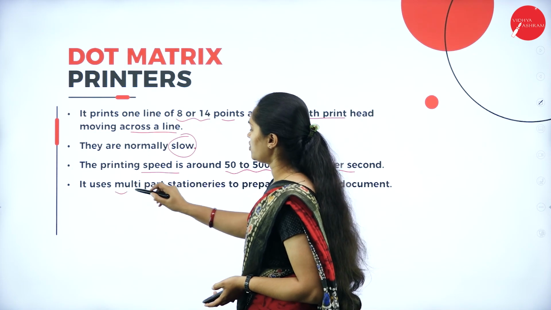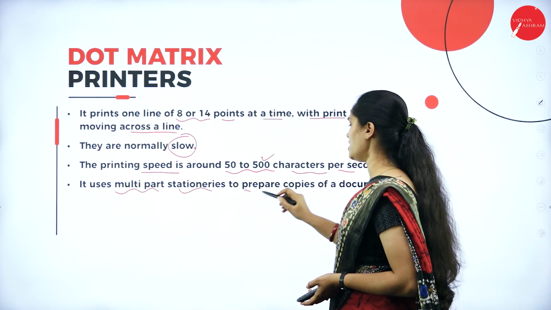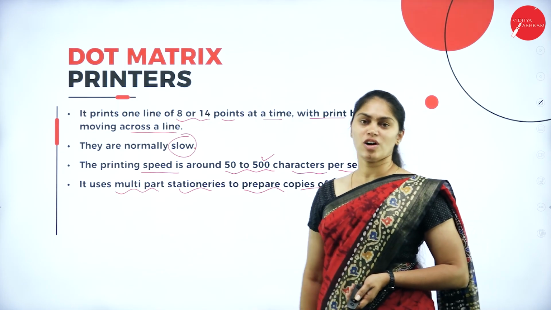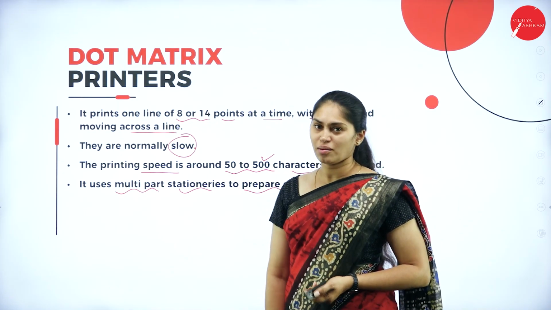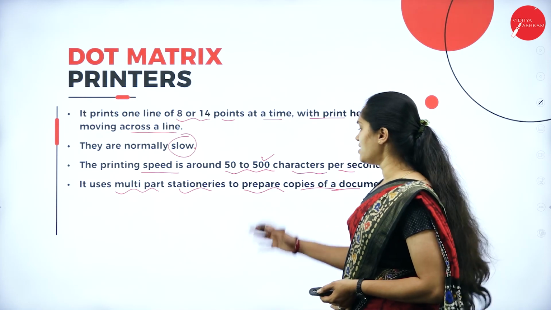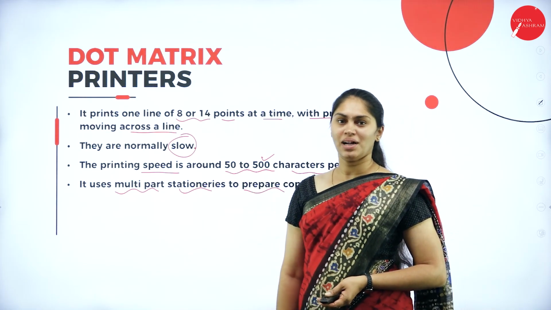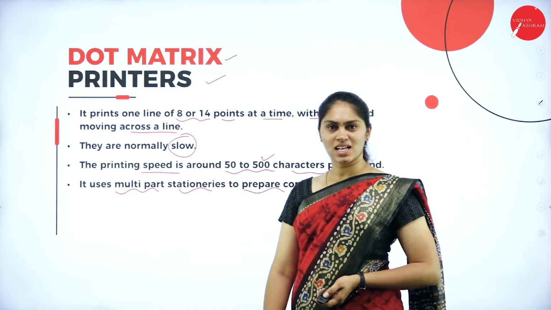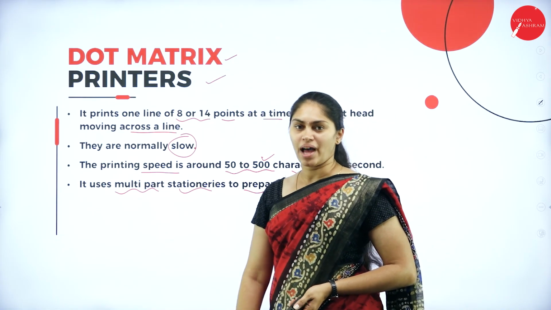Then it is going to use multi-part stationery in order to prepare copies of a document. So these dot matrix printers can also be used with stationery in order to have multiple copies. Fine. This is all regarding the dot matrix printer as well as the overall impact printer.